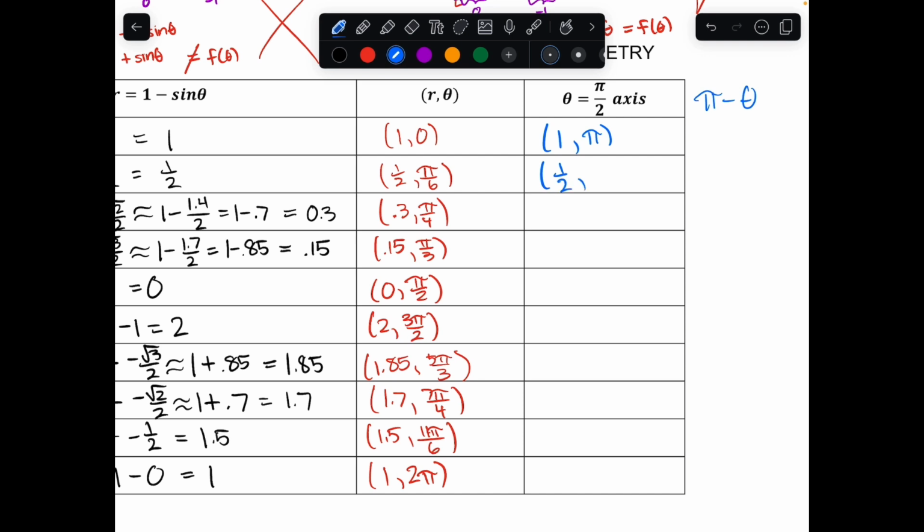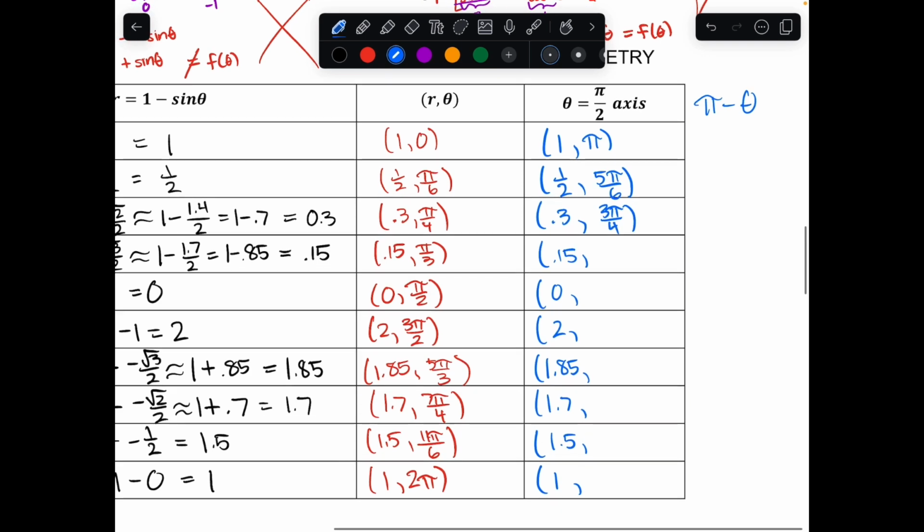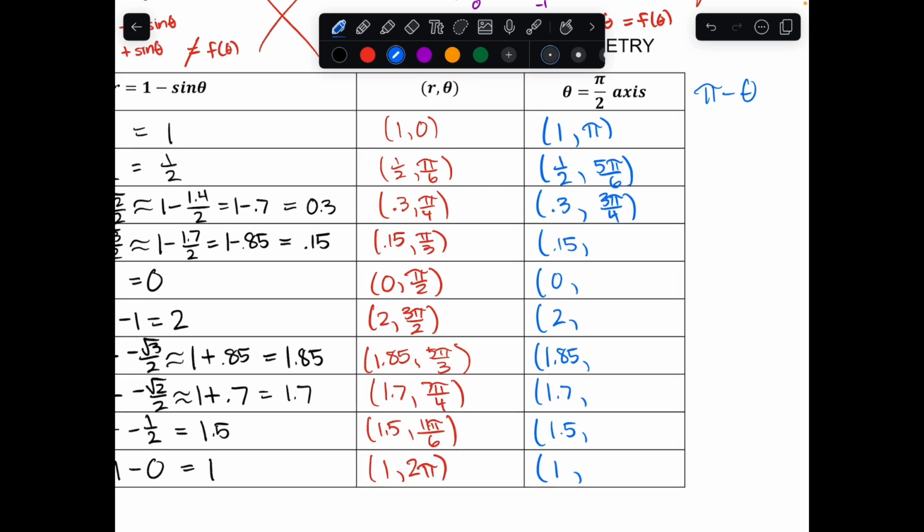Again, it doesn't change. In fact, I'm just going to write all of the r values right now since they don't change. The only thing that's changing is our angle. So we have pi minus pi over 6. So that's going to be 5 pi over 6. And then we have pi minus pi fourths. So we're going to have 3 pi over 4. And then we have pi minus pi thirds. So we're going to have 2 pi over 3.